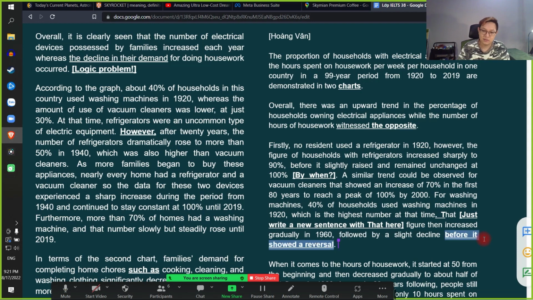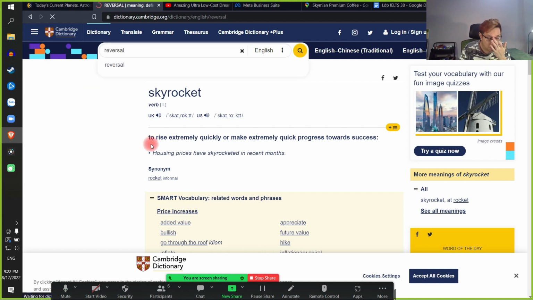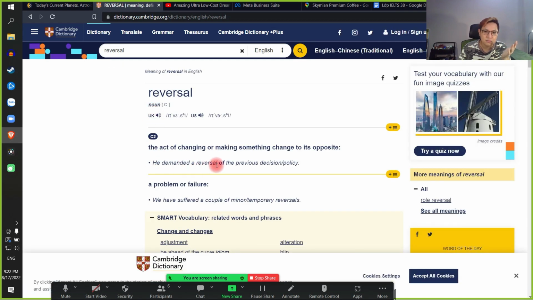Trước khi theo sau với một cái sự giảm nhẹ trước khi nó thể hiện ra một cái sự đảo chiều, tức là nó sẽ tăng lên chứ còn gì nữa. Before it show a reversal. Wait, let me check this word. Reversal. Sự đảo chiều, sự đảo nghịch. Okay, so now, okay, good, you see.